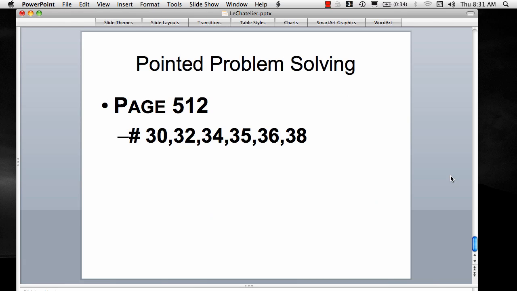These are some problems in the back of the book on page 512 that you should be doing. They should be assigned for homework. 30, 32, 34, 35, 36, and 38.